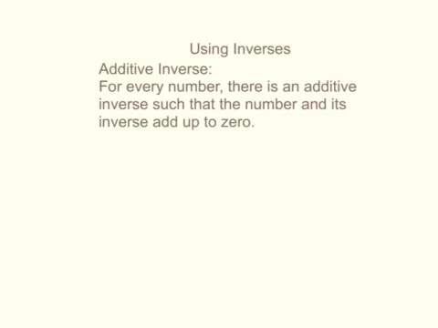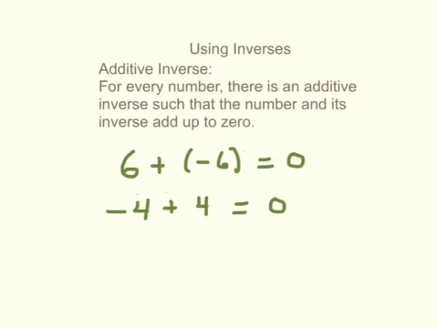For every number, there is an additive inverse, such that the number and its inverse add up to 0. We'll give you an example now. Here are two numbers and their inverses. If you have 6 and you add a minus 6 to it, you get 0 because minus 6 is the inverse of 6. If you have the number minus 4 and you add plus 4 to it, you get 0 because those two numbers are inverses of each other.